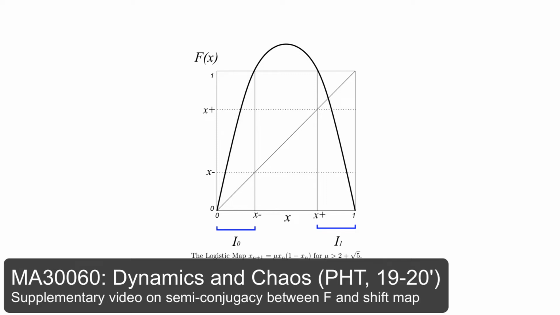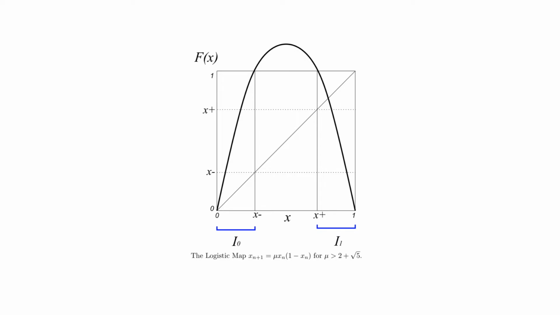The point of this video is to give you the main ideas behind one of the key results from this course, which is that in theory, there's a way for you to establish a link, or a semi-conjugacy, between a general map F on the real line to the shift map.